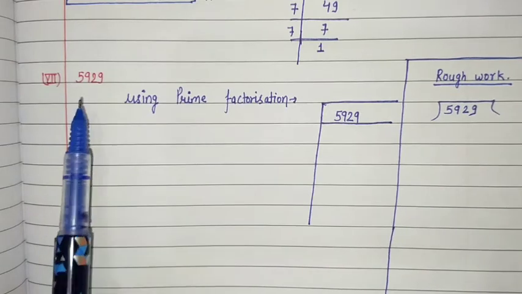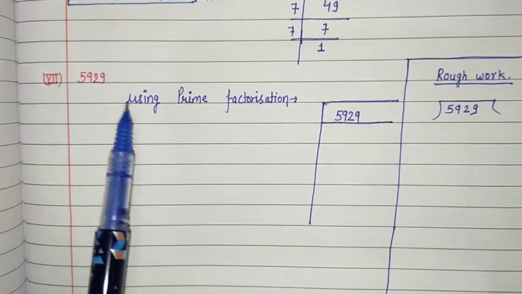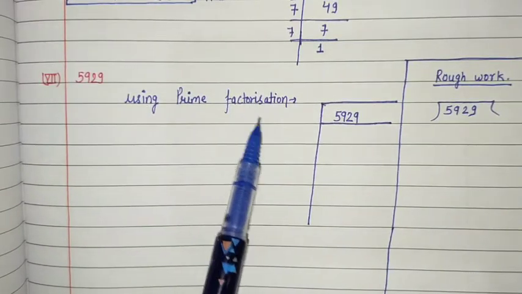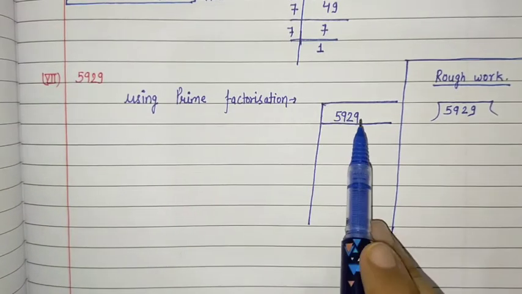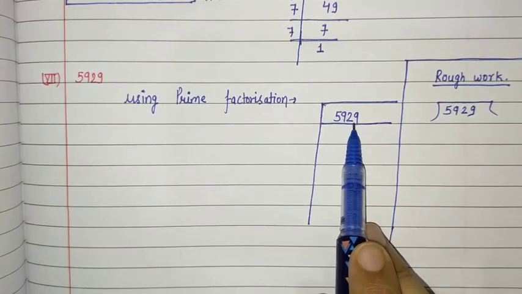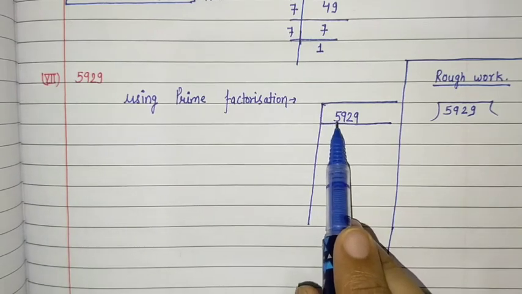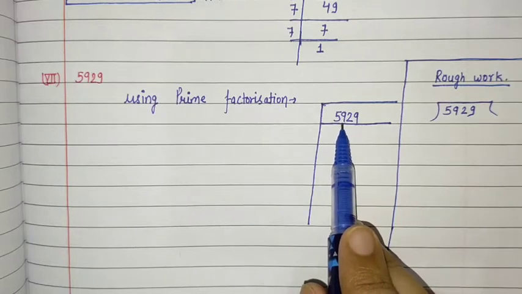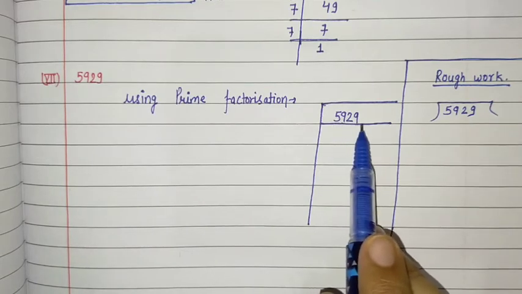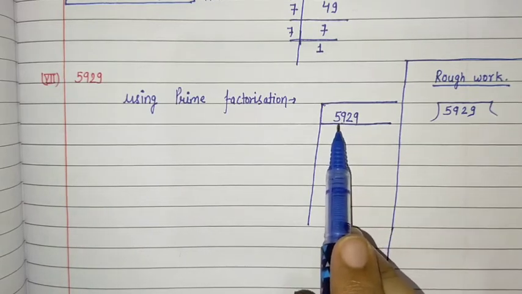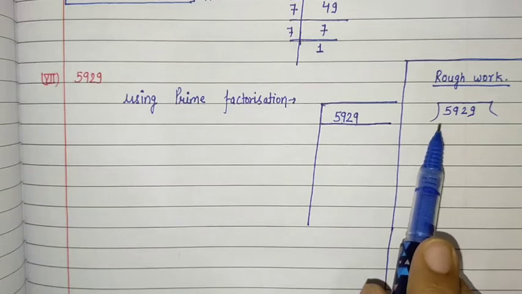Now the seventh part is 5929. We have to find the square root of this number. Using prime factorization, we will factorize this number. This number starts with 9, so just check: it is not an even number, so it is not divisible by 2. Our next prime number is 3, so apply the divisibility rule of 3. 5 and 9 is 14, 14 and 2 is 16, 16 and 9 is 25. Because 25, the sum of the digits, is not divisible by 3, this number is also not divisible by 3. No need to divide by 3.